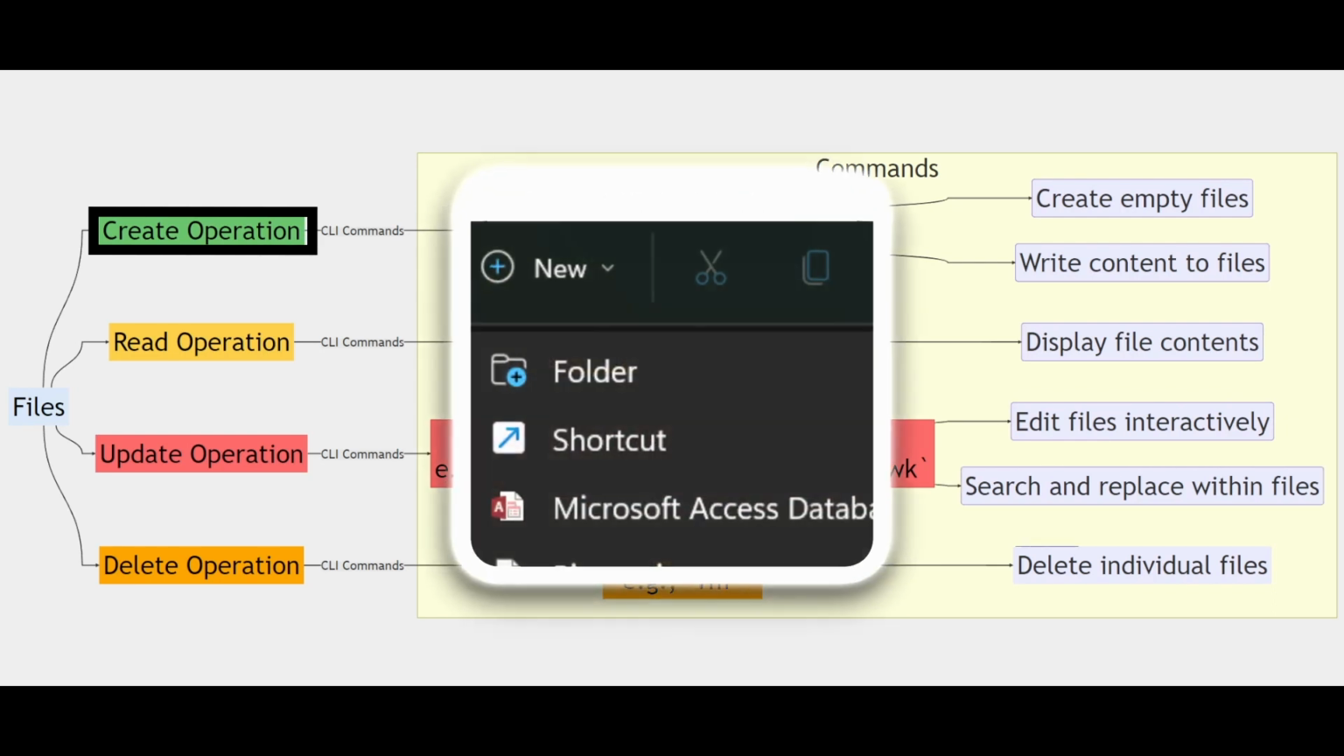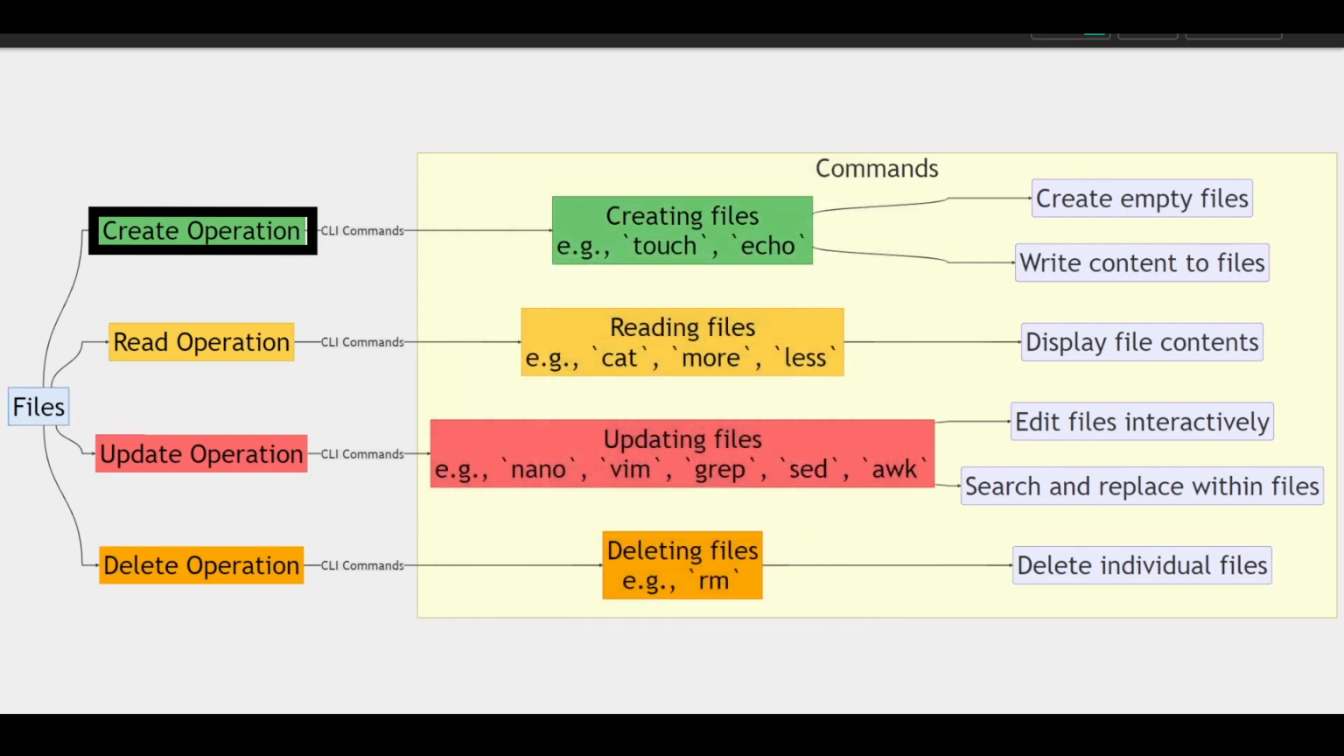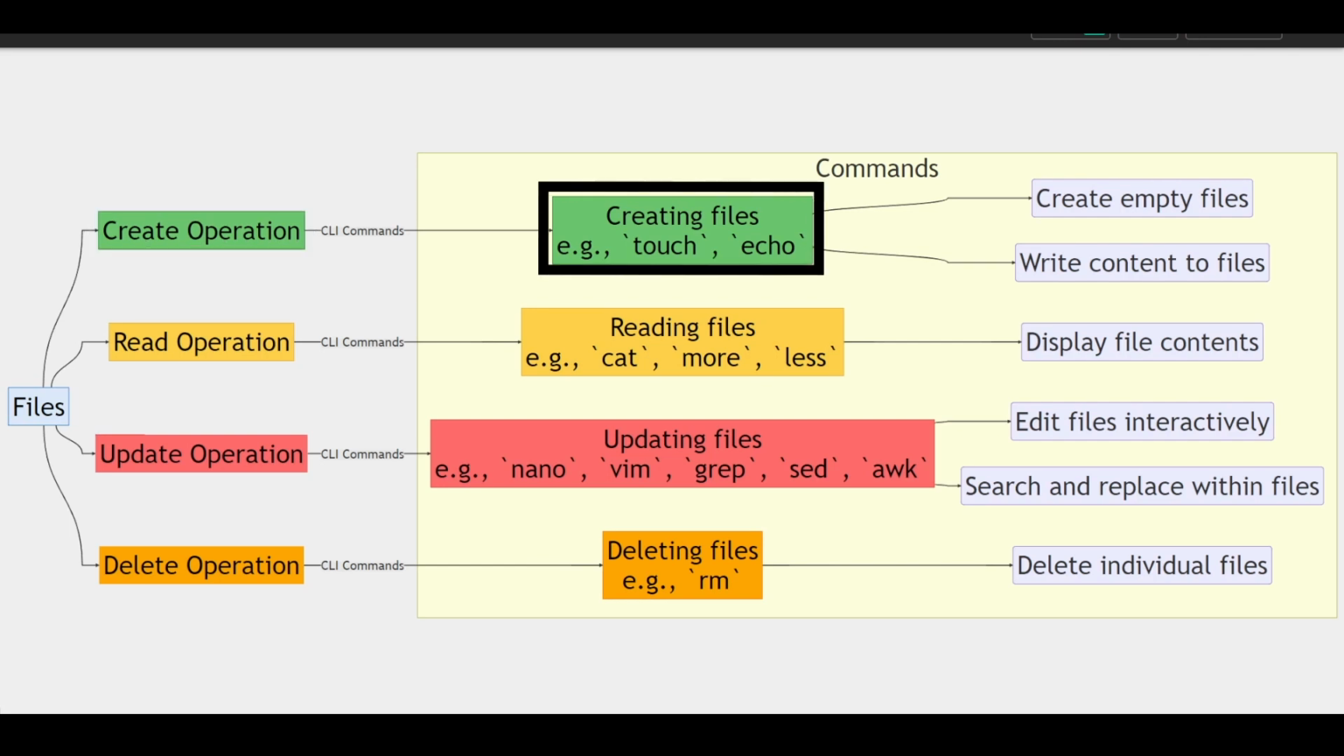Create operation. When we talk about the create operation, it means making something new. It's like creating a brand new file from scratch. You can think of it as a blank sheet of paper ready for you to write or draw anything you want. To create a new file, we can use special commands in a program called the command line interface. For example, we can use commands like touch or echo to create an empty file or write some content into it.